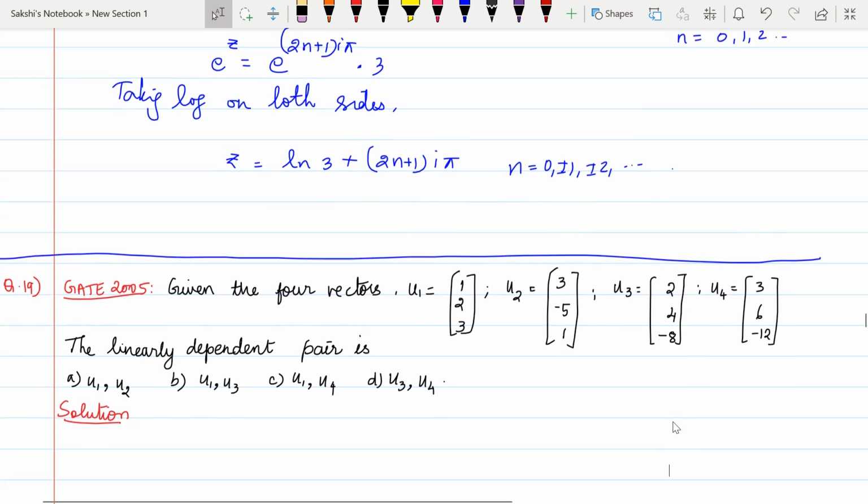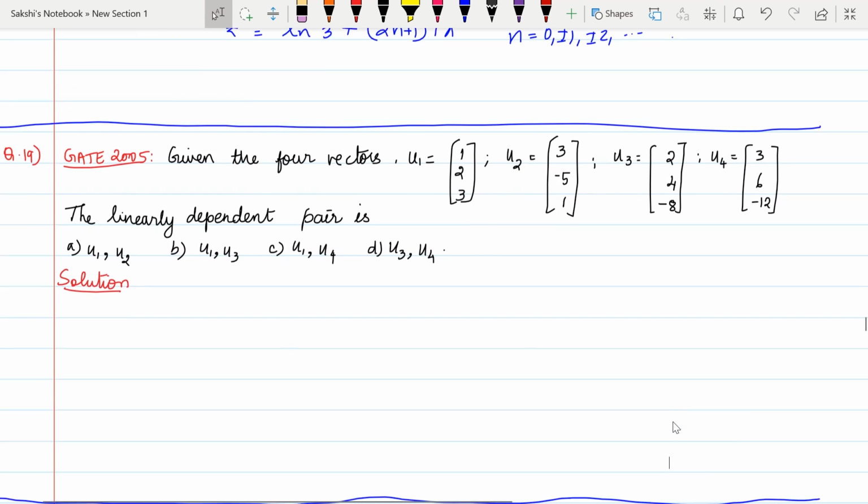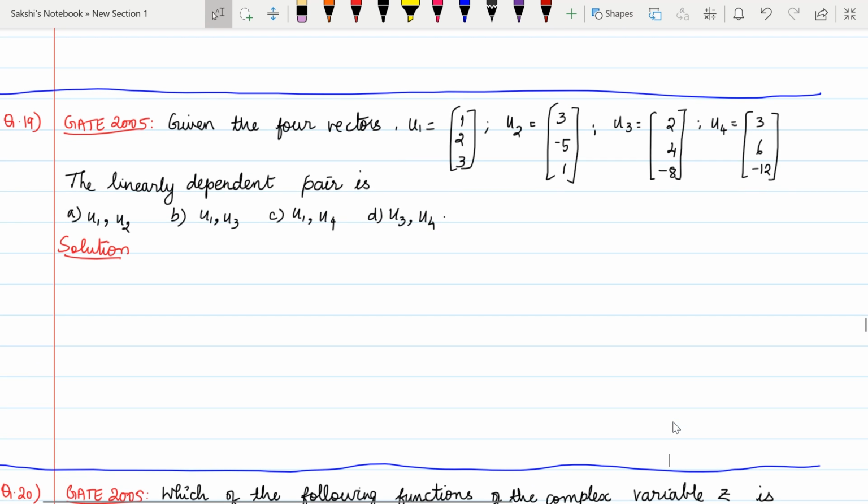Now question number 19 is very simple again. We are given 4 vectors, u1, u2, u3 and u4. We have to find the linearly dependent pair. Okay, linearly dependent means one vector will be dependent on another vector.